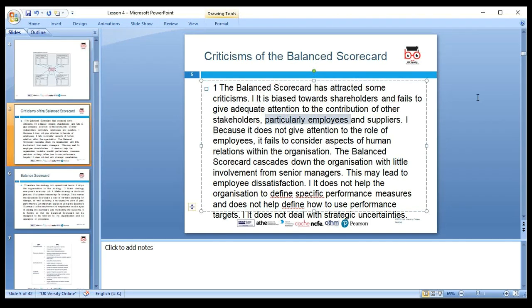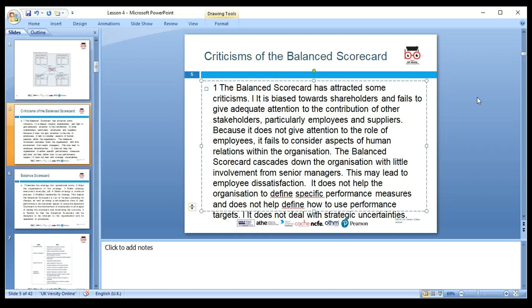So that's one criticism of this model, because it's not looking at other stakeholders, particularly employees and suppliers. Because it gave attention to the role of employees, it failed to consider the aspect of human relations. Balanced scorecards cascade down the organization with little involvement of the managers, and this leads to employee dissatisfaction. So it does not help the organization to define specific performance measures. That's another problem in this.